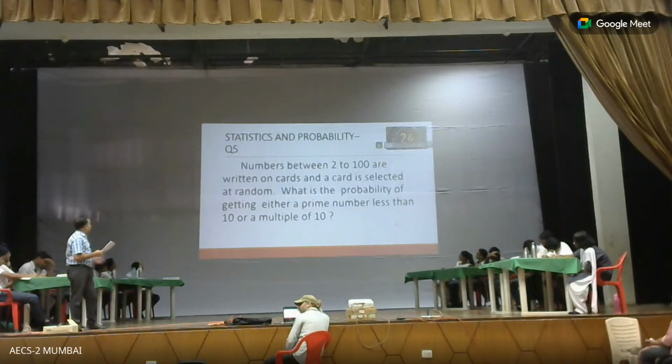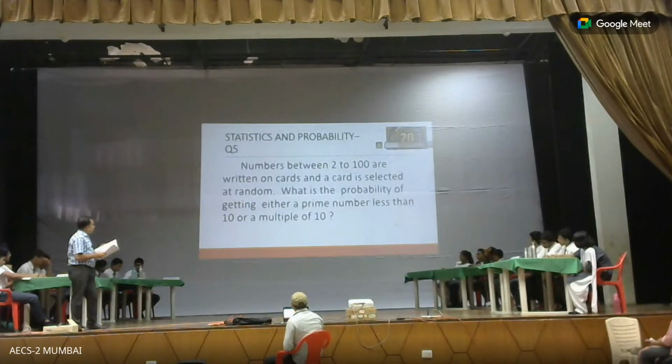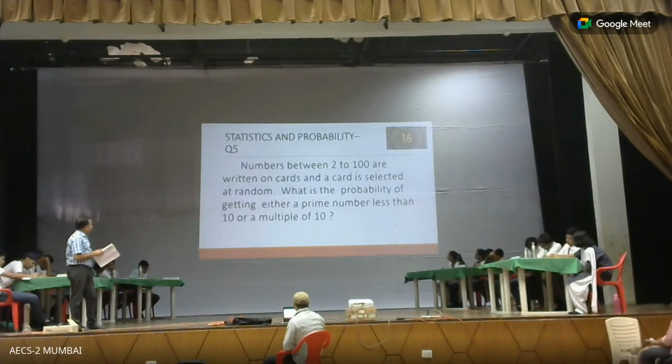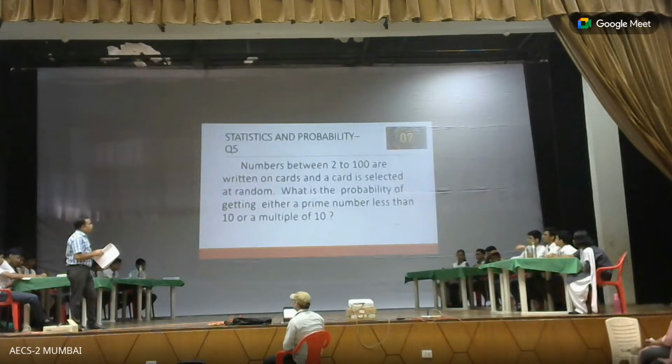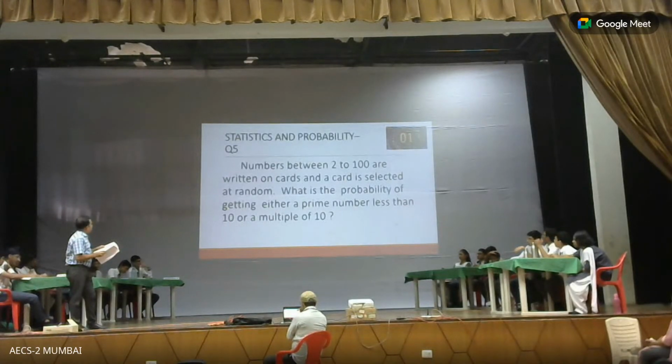2 to 100 written on cards, and a card is selected at random. What is the probability of getting either a prime number less than 10 or multiple of 10? 14 by 99.